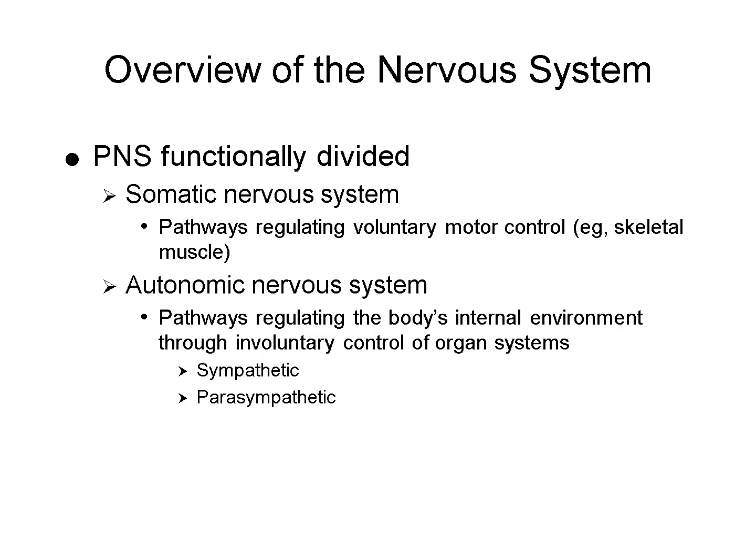Functionally, the PNS is split into two systems. The somatic nervous system controls voluntary movements like skeletal muscle activity. The autonomic nervous system regulates involuntary body functions such as heart rate and digestion. It includes both sympathetic and parasympathetic divisions, which work in opposition to maintain internal balance.